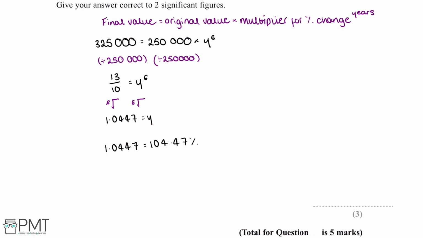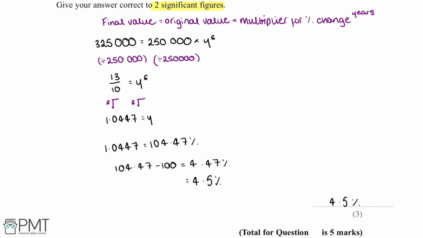So what this means is the value after 1 year will be 104.47% of the original value. However, we want to work out the percentage increase. So in order to do this, we want to minus 100 from this answer. And this tells us that the percentage increase is 4.47%. Now we want to give our answer correct to two significant figures, so we want to round this up to 4.5%. And this is our final answer.